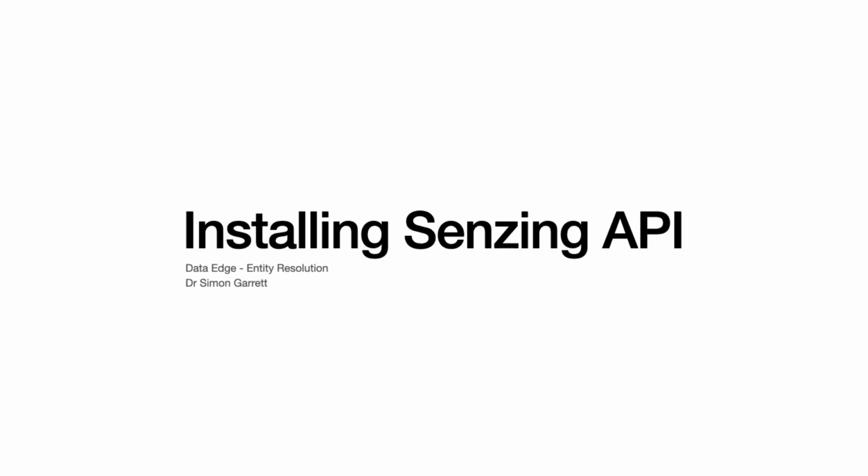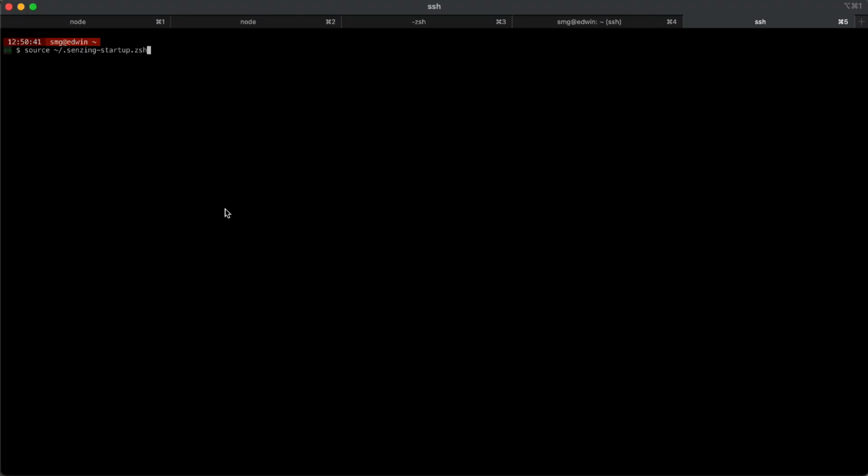I'm Simon Garrett, and this video will show you how to install the Senzing API. The first thing you need to do is open a shell. Now, this could be a bash shell or it could be a Z shell. It has to be one of those two. And then you need to start the startup script named Senzing Startup.